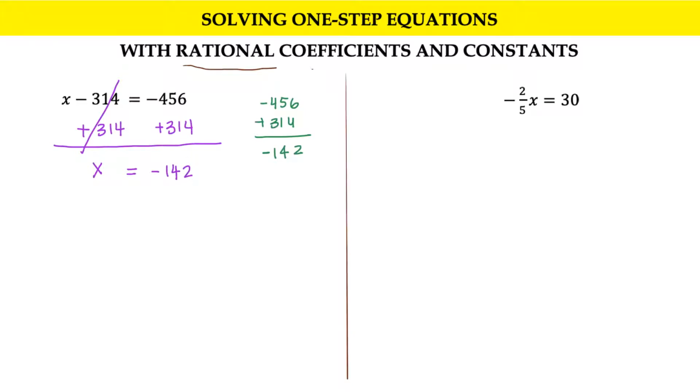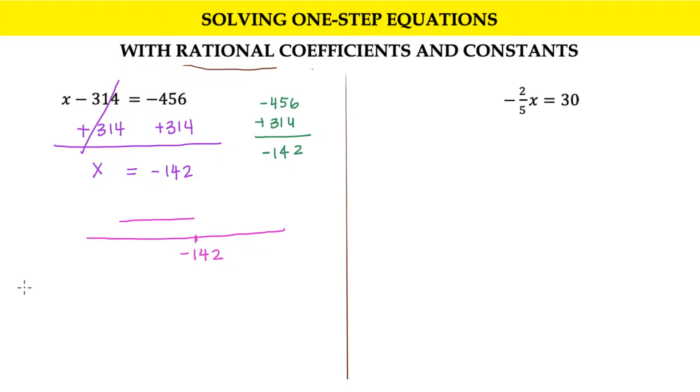So now let's do a check to see if our answer makes sense. I'm going to actually first draw a number line, and let's say this is negative 142. And from negative 142, we are taking away 314. Minus 314 is going to move the number farther left, and it kind of makes sense that it lands at negative 456.